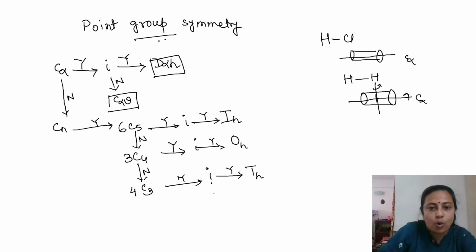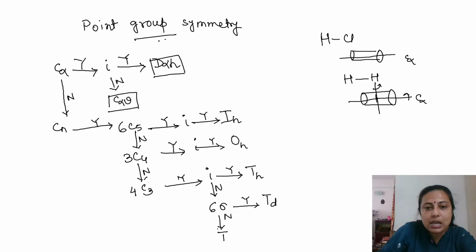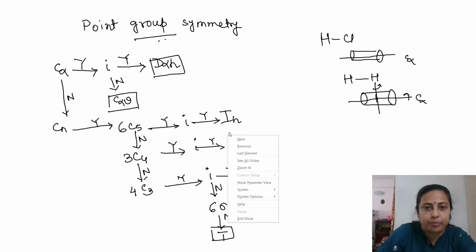If I is not there, then find out whether it has sigma planes. If yes, it will go to the tetrahedral point group, TD. And if sigma planes are also not there, then it will go to T. All these, T, TD, TH, OH, icosahedral, all these point groups have a very large number of symmetry elements. So we say these are the point groups of very high molecular symmetry.